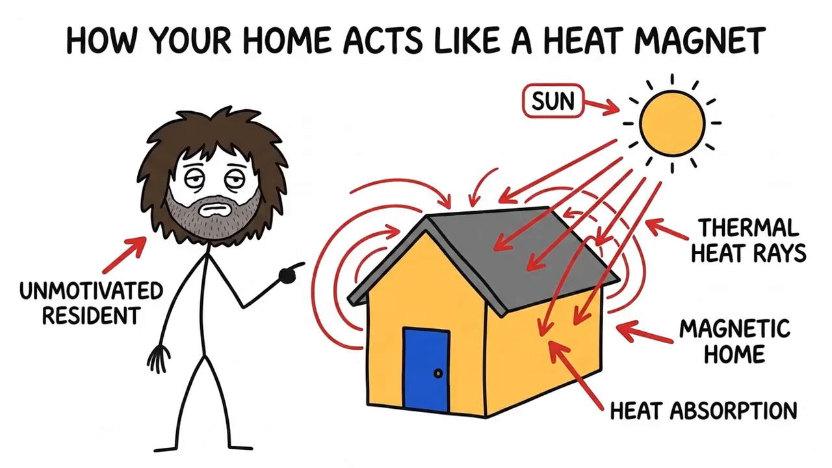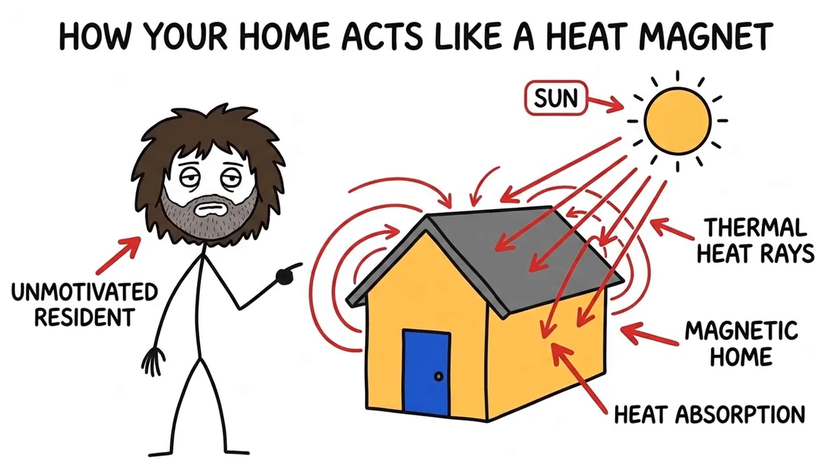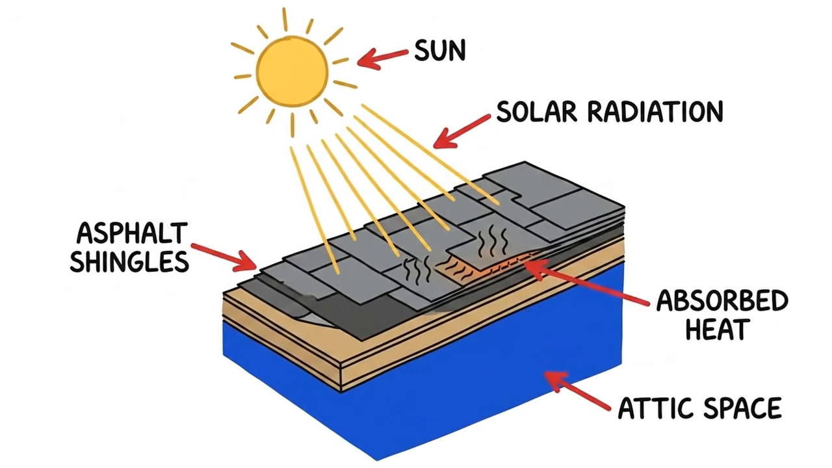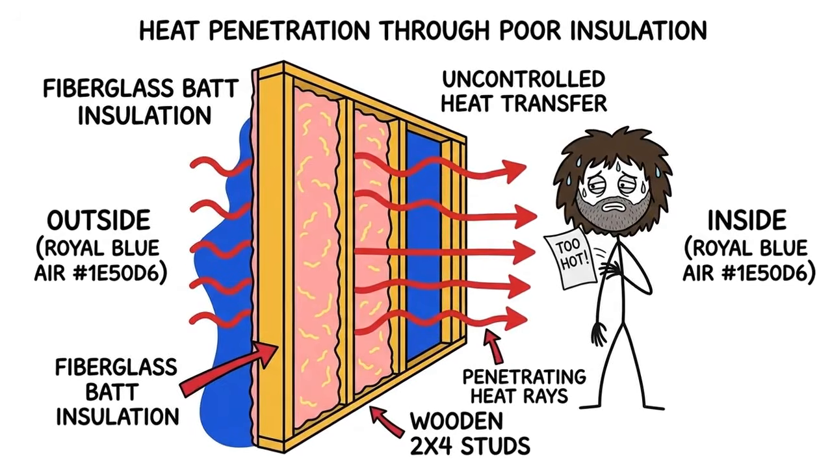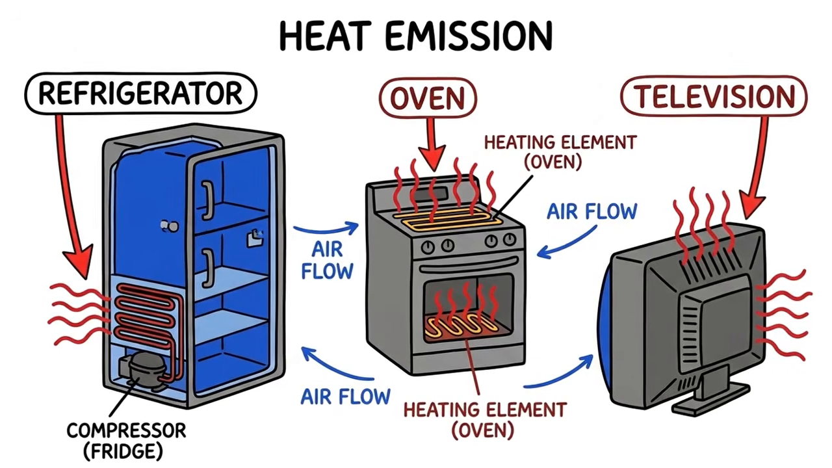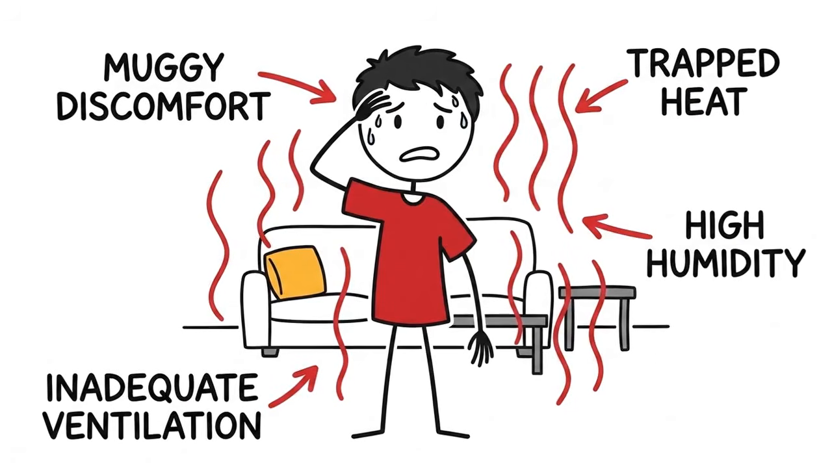To understand your air conditioner, we first have to understand the fundamental law of thermal energy transfer. Heat always naturally flows from warmer objects toward cooler objects, never the other way around. Think of heat like water. Water naturally flows downhill from high elevation to low elevation.